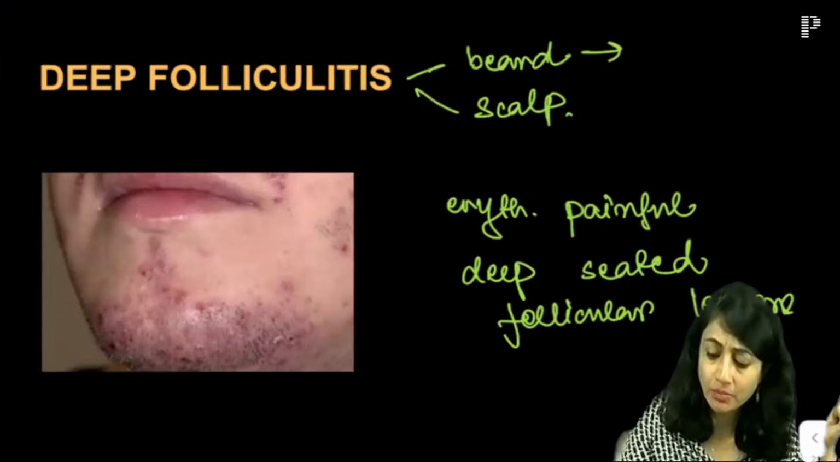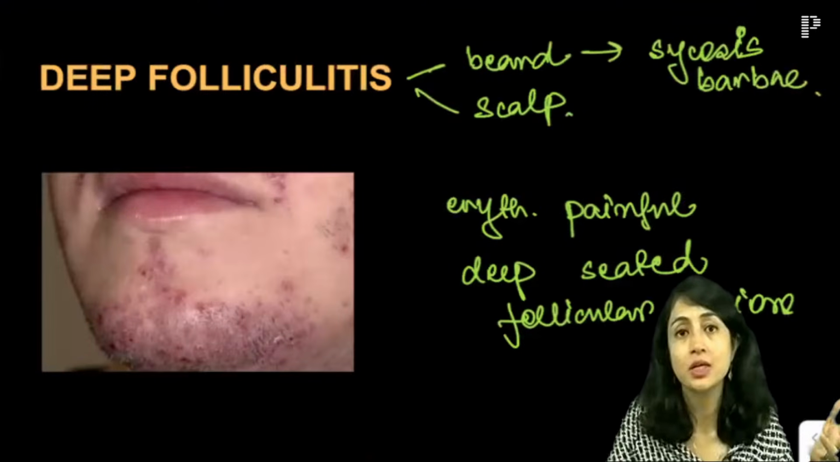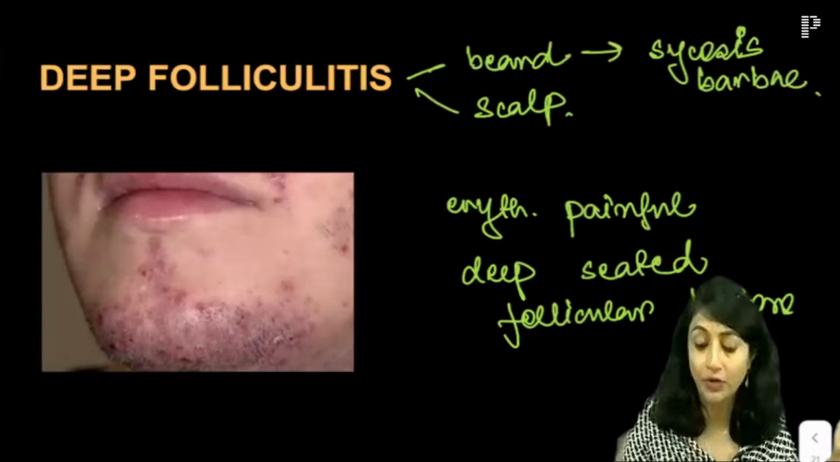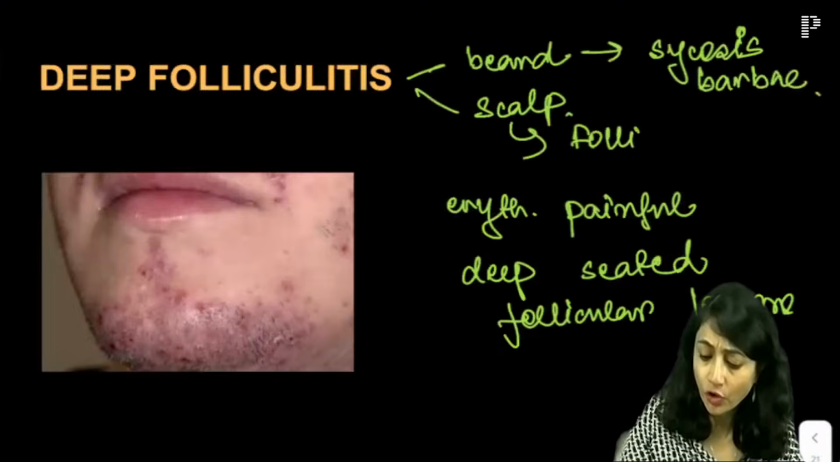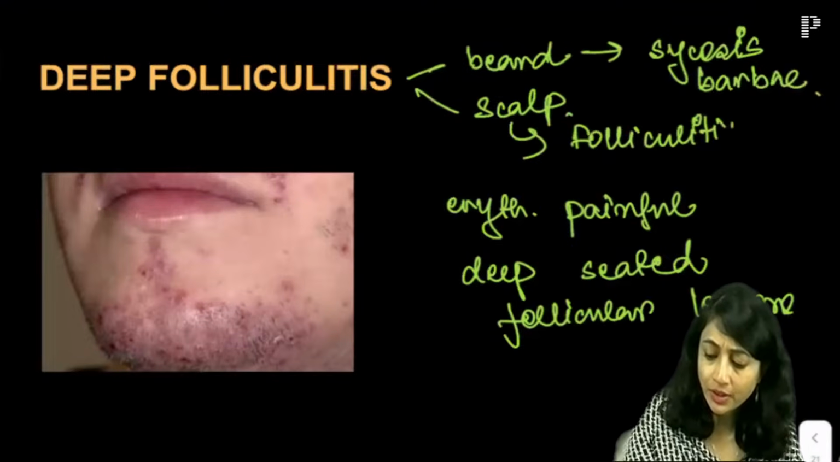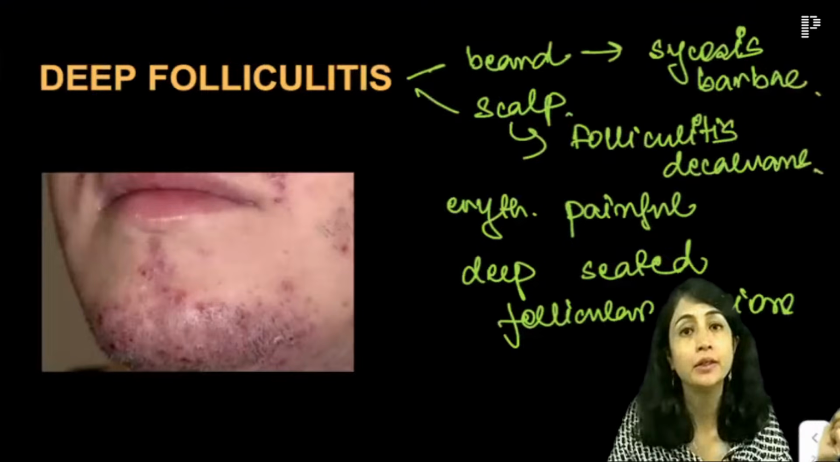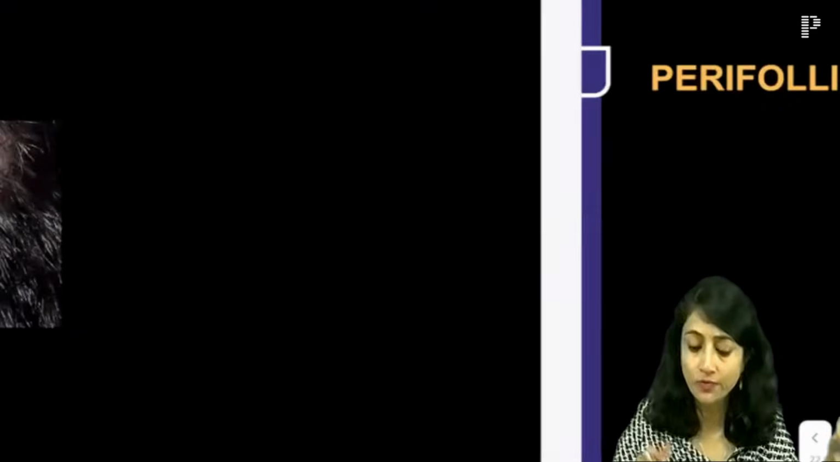When they are present in the beard, we call it sycosis barbae. Another misnomer. Sycosis is something which is related to fungus, but please remember sycosis barbae is a misnomer. It is a bacterial infection of the beard. When it happens on the scalp, I call it folliculitis decalvans. Clear? So this is how deep folliculitis will present. This is deep folliculitis of the scalp.